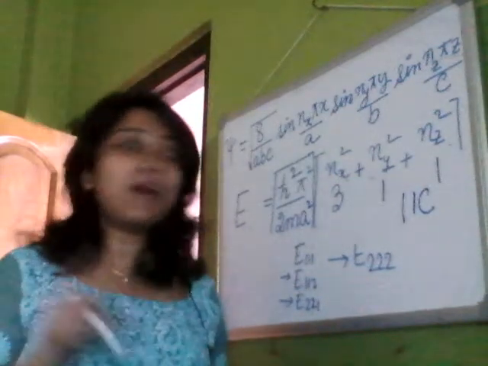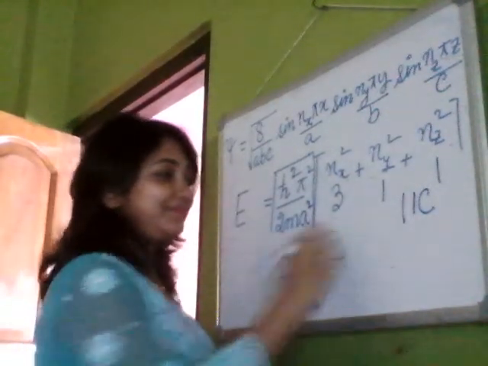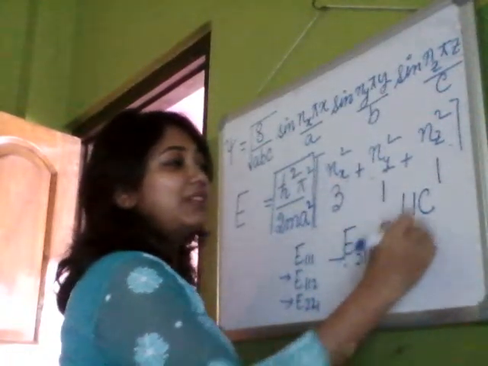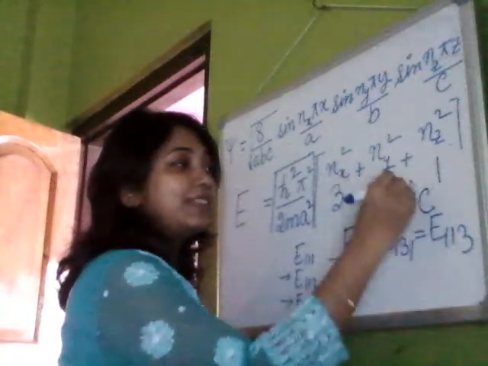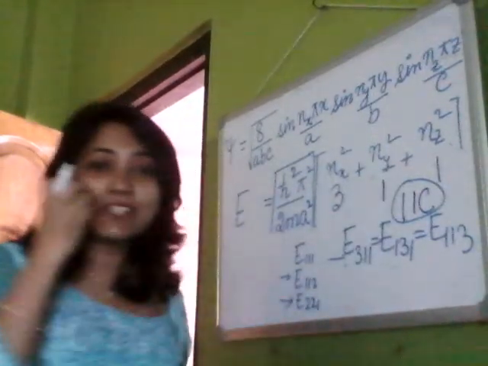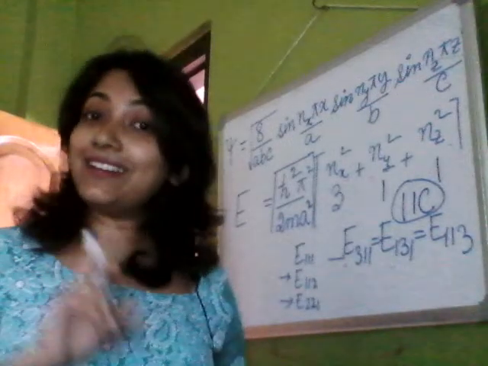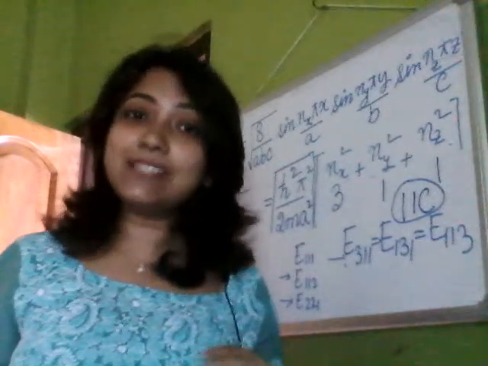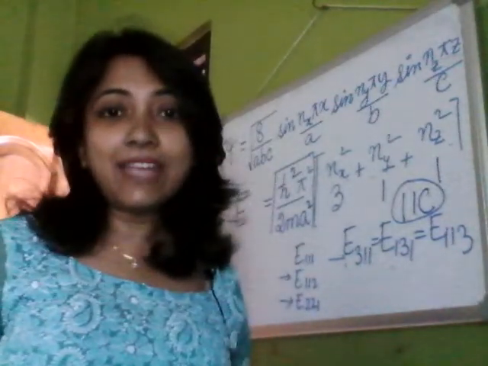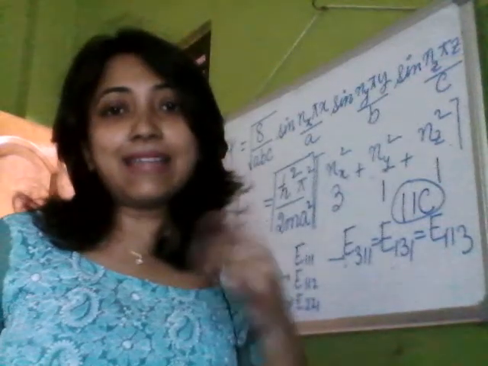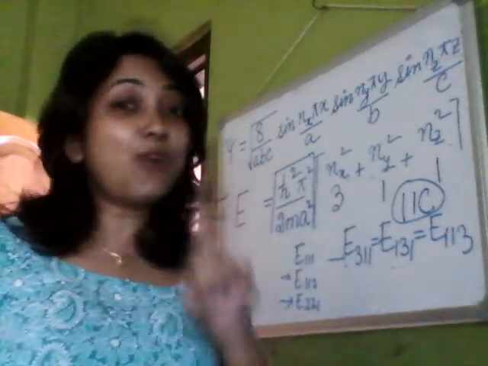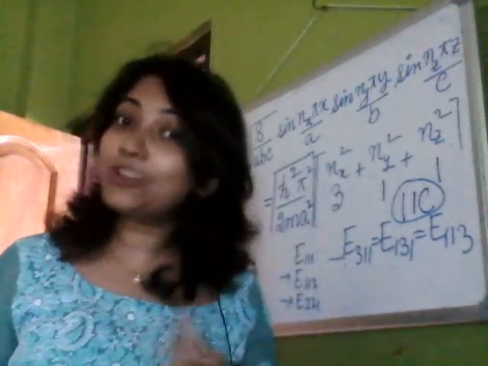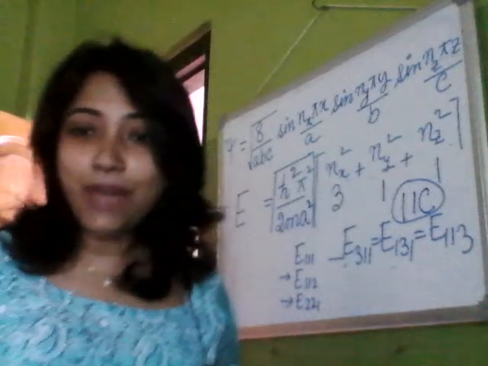It is 3, 1, 1 or 1, 3, 1 or 1, 1, 3 with the value of 11 times the constant, which is our third excited level. Why am I actually asking you to see this? Because they give you questions that find out the energy difference between second excited level and third excited level. Please do not put the value as 2, 2, 2, as in 12C. That is actually our fourth excited level. So I hope all of you have understood.